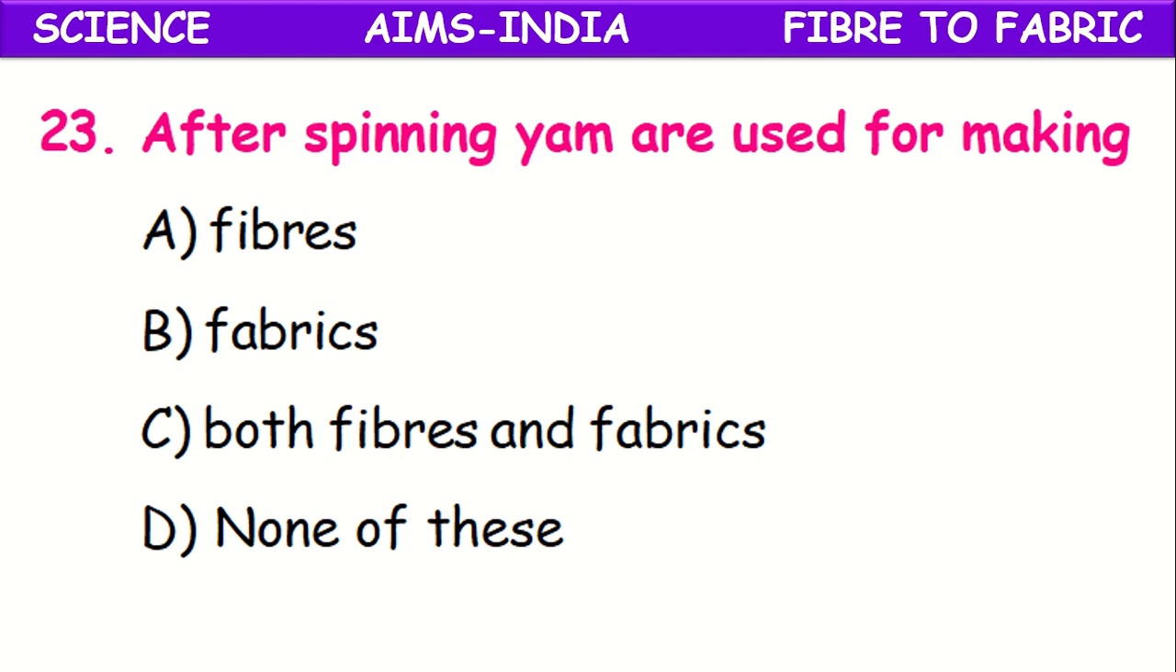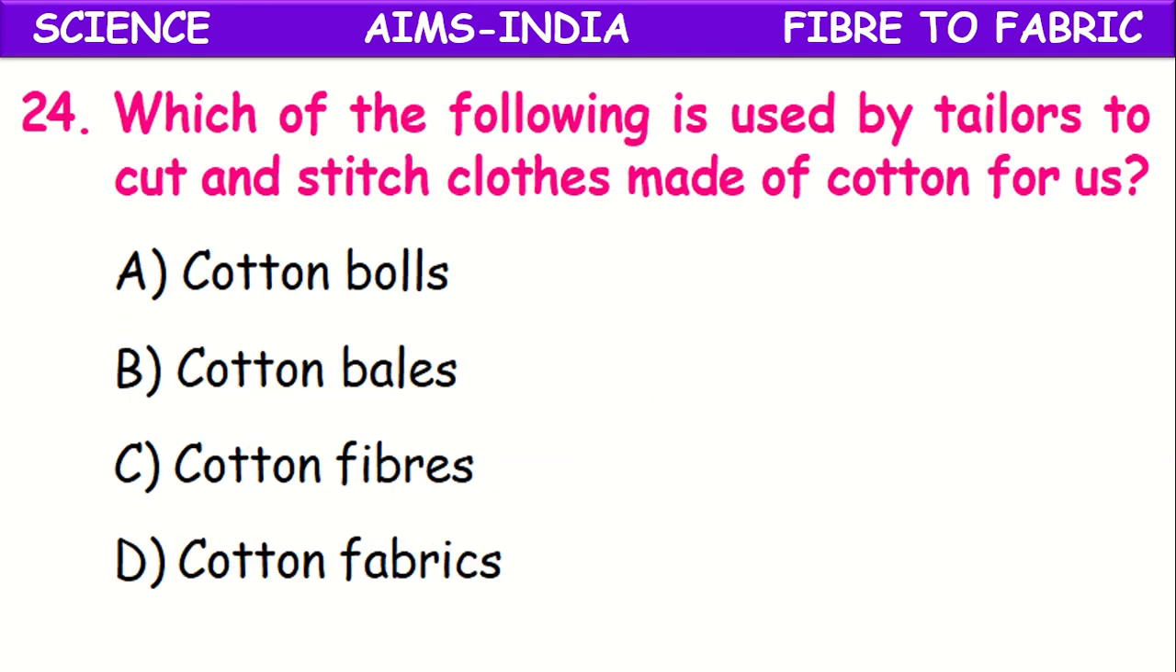So first fiber is taken, that is made into yarn, and this yarn is made into fabric. So yarn is used for making fabrics. Okay. Next, which of the following is used by tailors to cut and stitch clothes made of cotton for us? So which are used by the tailor for making clothes?